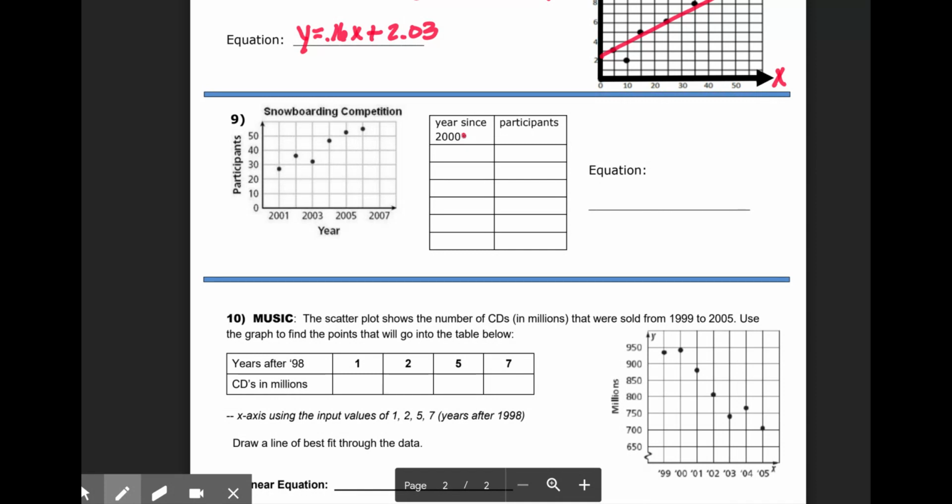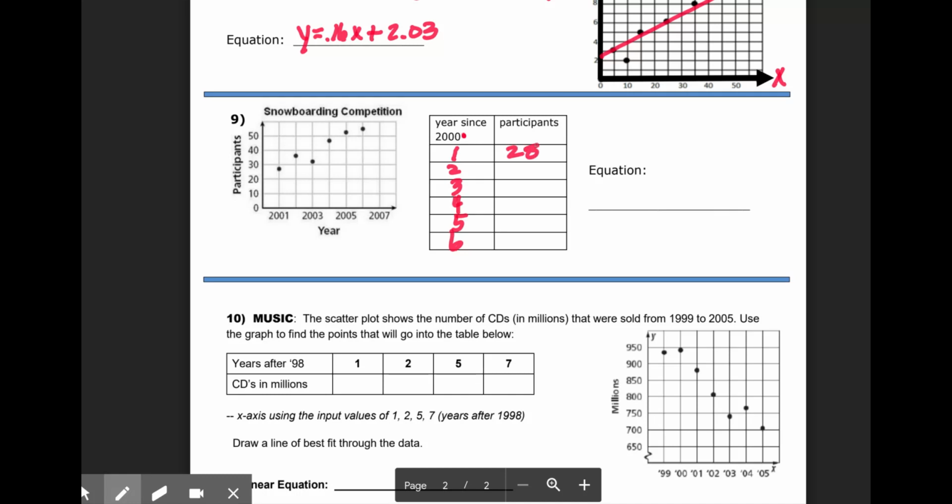So the year since 2000 would start with 2001. So we put a 1 there. Don't put 2001. You want the year since 2000. So we're just going to number these 1, 2, 3, 4, 5, and 6. And then near 2001, and just do the best you can. We're going to say that this is 28.